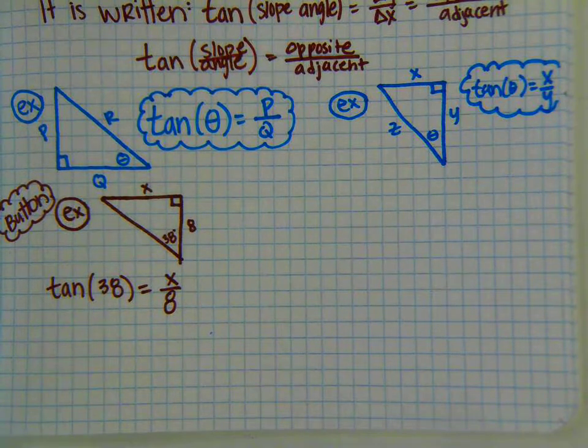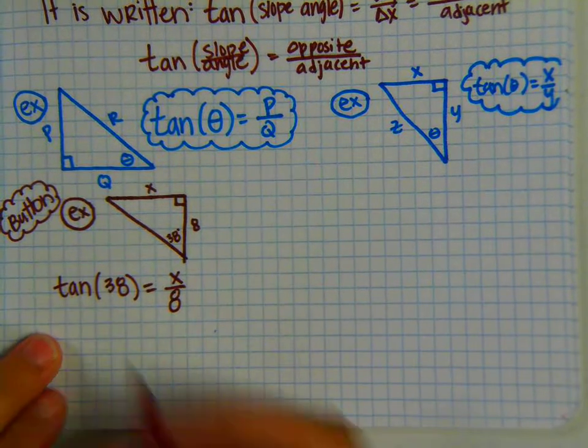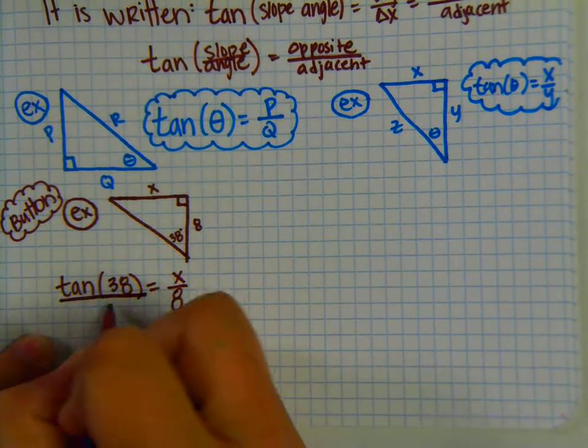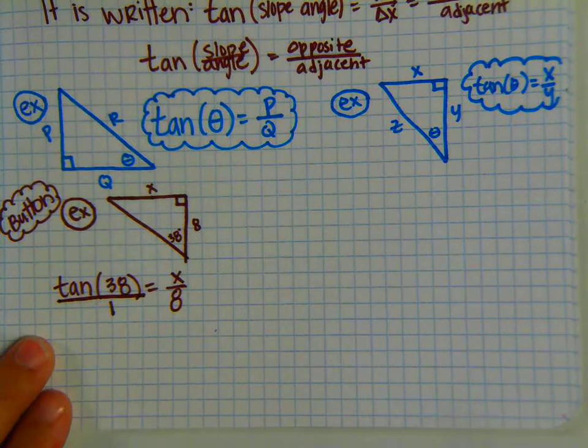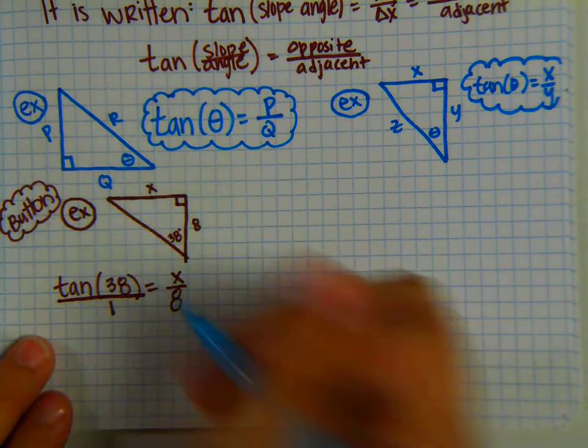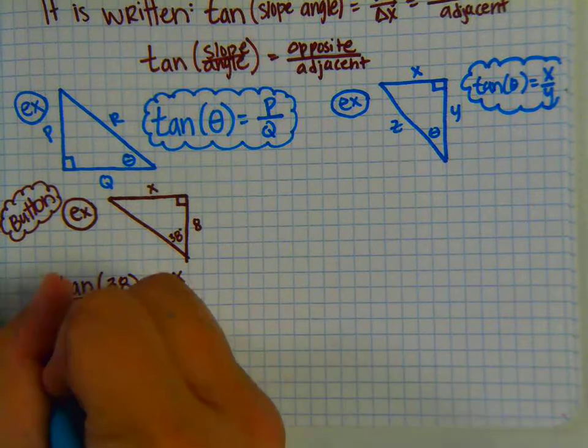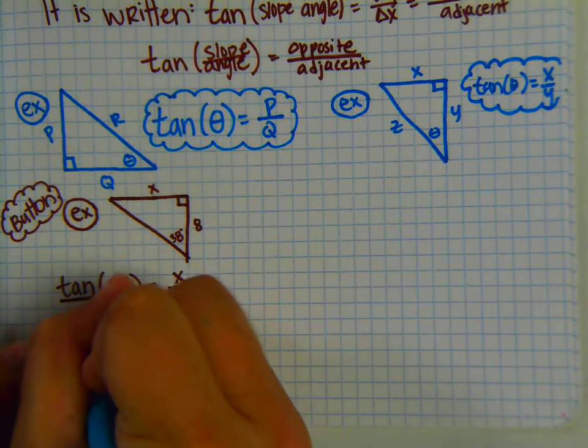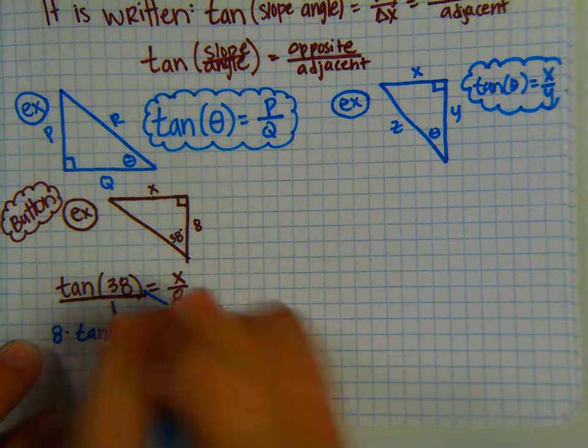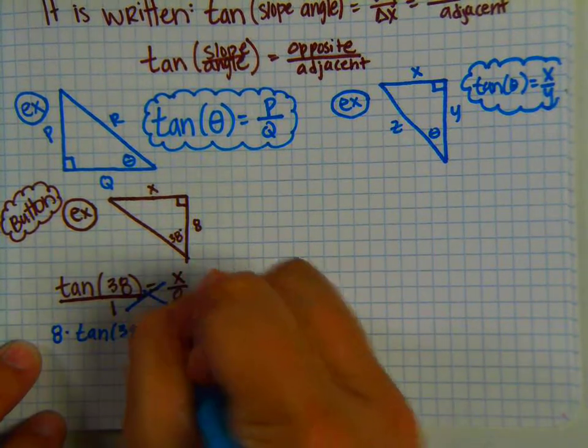Okay? So now we're going to solve this. I teach it one way, other teachers teach it other ways. It's just however I was taught. So I may teach it one way and another teacher may do it another way in the videos. It really doesn't matter how you do things. It's just whatever your preference is, okay? So I'm going to put this over 1, and I'm going to cross multiply. So that means I'm going to do 8 times tangent of 38 equals 1 times x, which is just x.